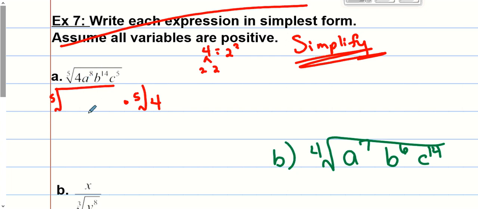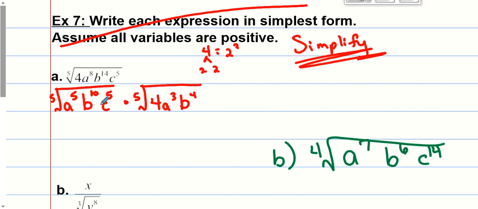A to the 8th. Well, that can be simplified. So if I take 5 out and I put a to the 5th here, 8 minus 5 is 3, so I'm going to put a to the 3rd in the other group. B to the 14th. Well, I can take out 10 of those and put in what can be simplified, because 10 divided by 5 comes out right, and I have 4 left over, so b to the 4th goes in the second group. C to the 5th, that's going to go in the first group, and none left over in the second group.